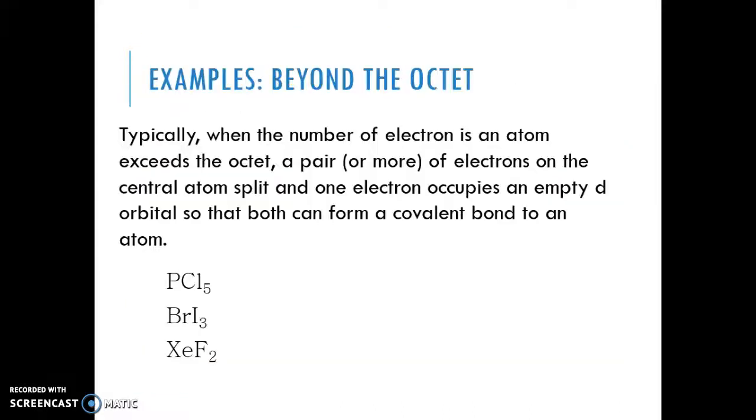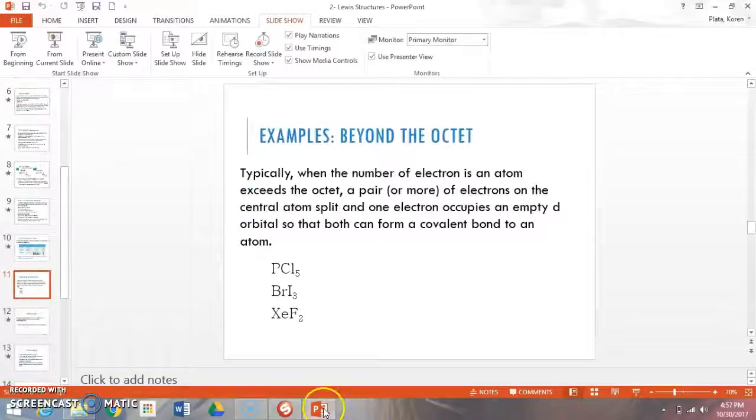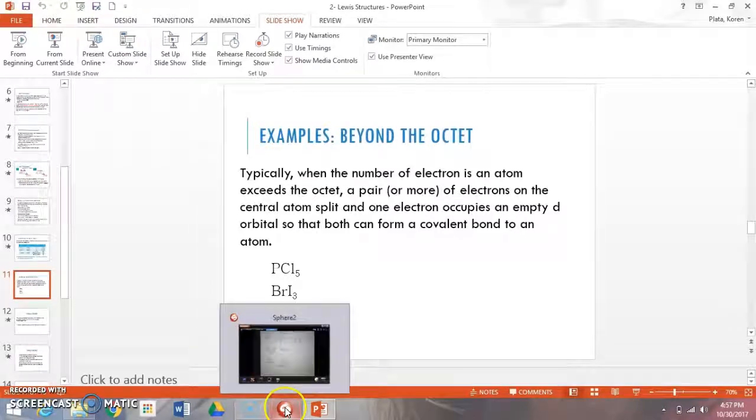So how does that work? Typically when you have a number of electrons in an atom that exceeds the octet, what's going to happen is a pair or more than a pair of electrons around the central atom is going to split, and one of those electrons is going to occupy a d orbital. So let's go take a look at some examples. I'm going to take a very quick moment and write them down so I don't forget what they are. And then we're going to take a look at some of these examples. So hang tight till I switch over screens.